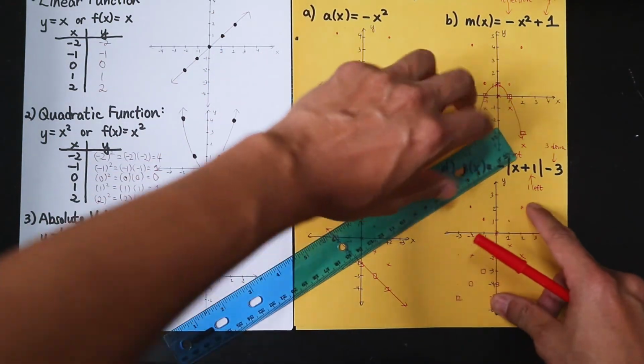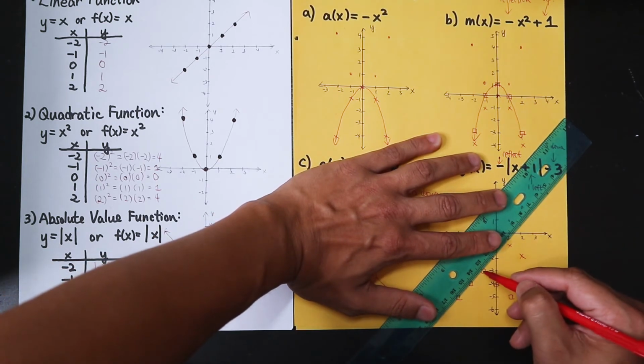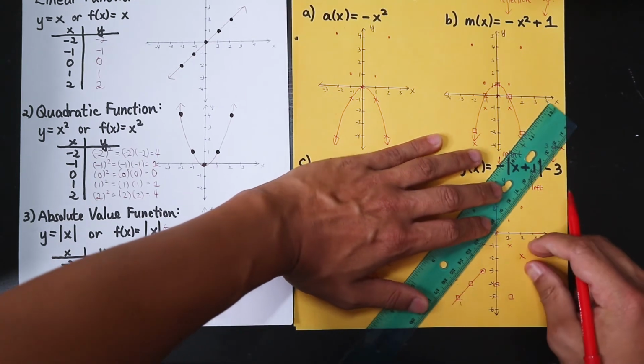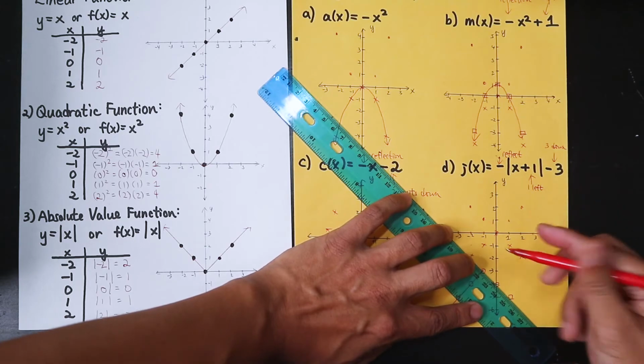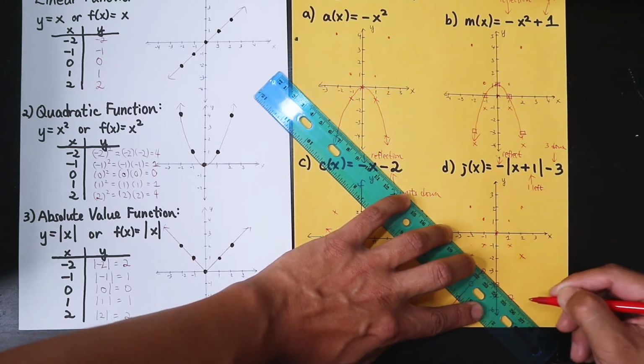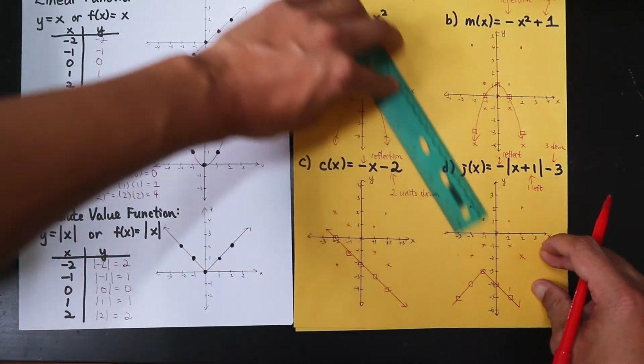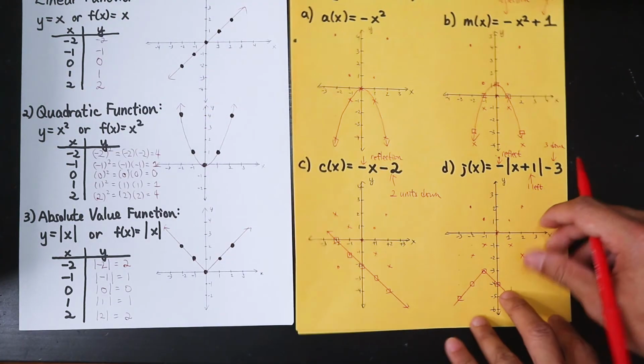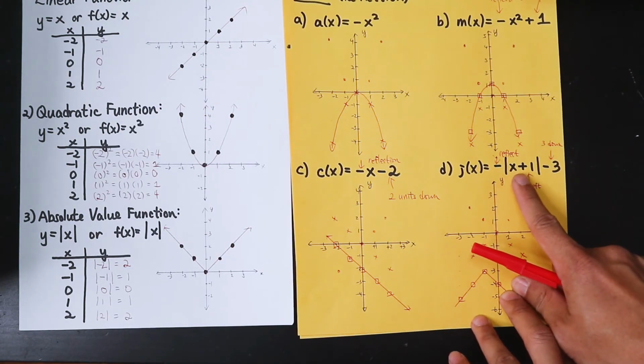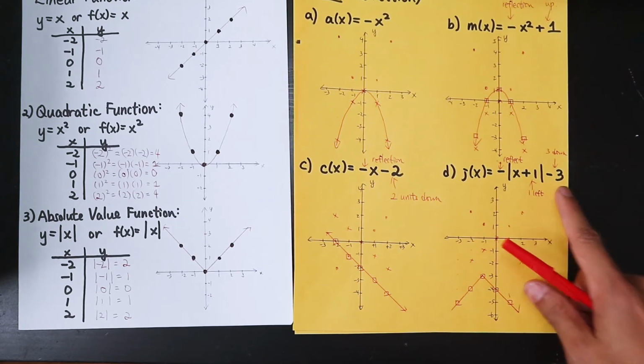If it's a V, when you do it upside down, it's an upside down V, and when you shift it, it's still an upside down V. The V is not going to change the shape and the size, and it's going to remain the same shape and size. So this is the final graph of this equation, negative absolute value of x plus 1 minus 3.